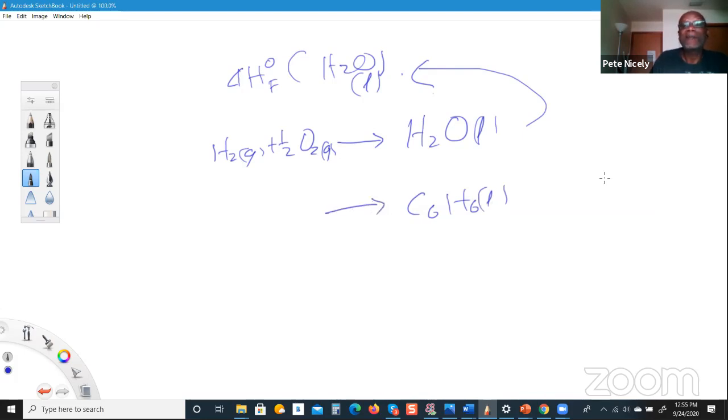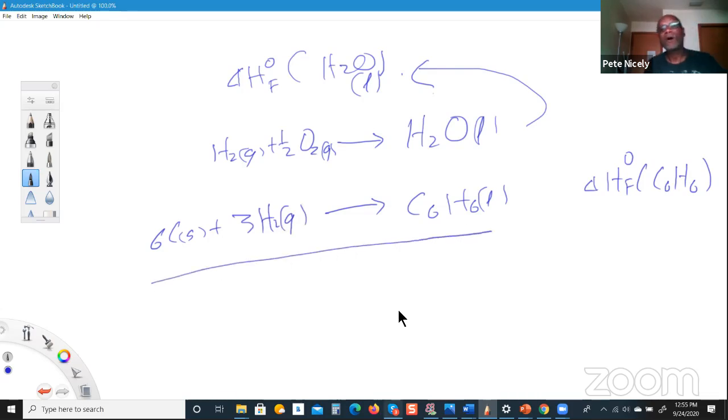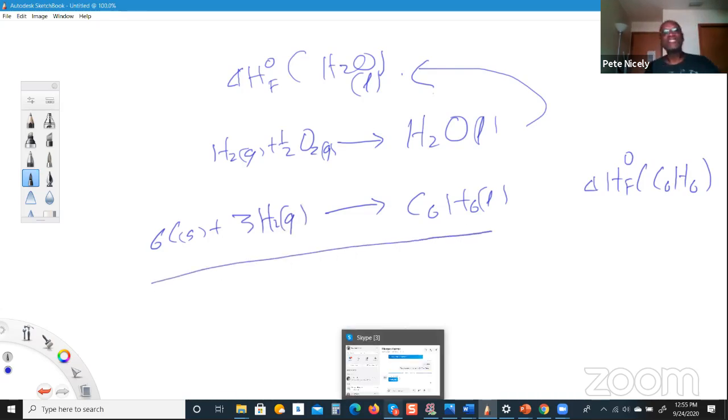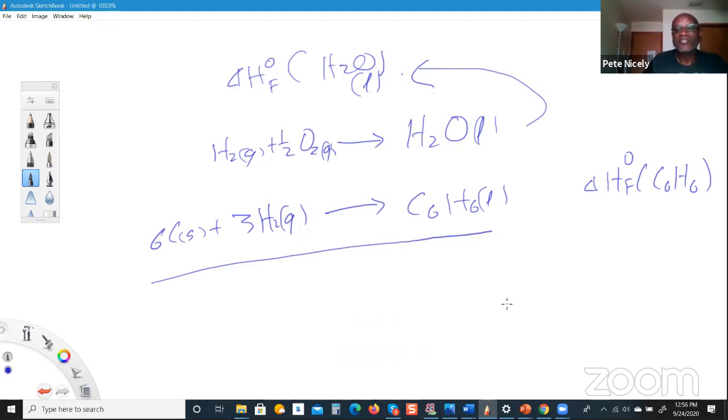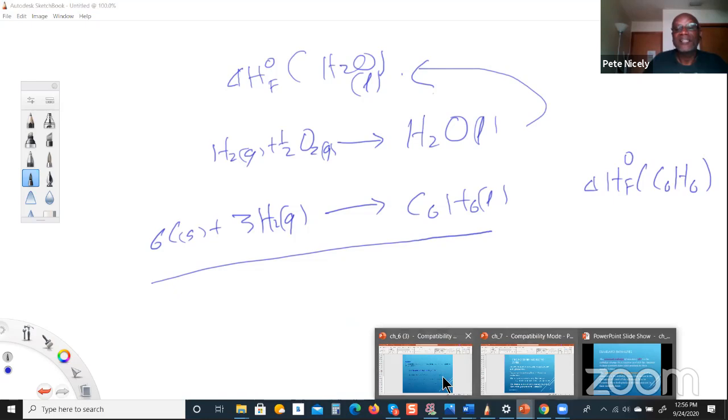If you're talking about the enthalpy of formation of benzene under standard conditions, then the equation for the formation of 1 mole of benzene would be 6C solid plus 3H2 gas. That would be the equation for the formation of 1 mole of benzene from its elements, under standard conditions. I just thought I should make that clear so you understand what that means.